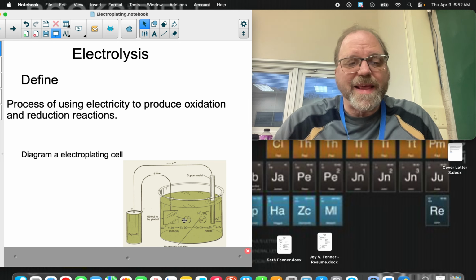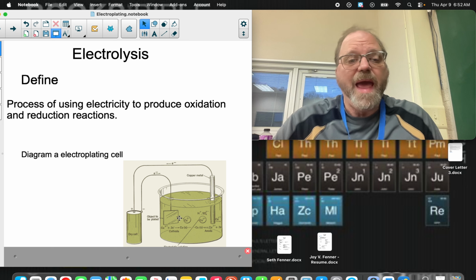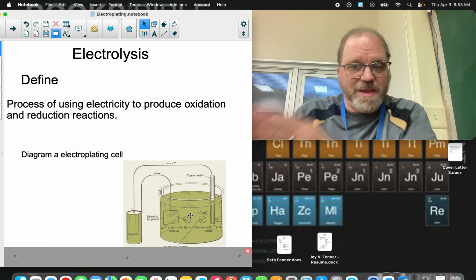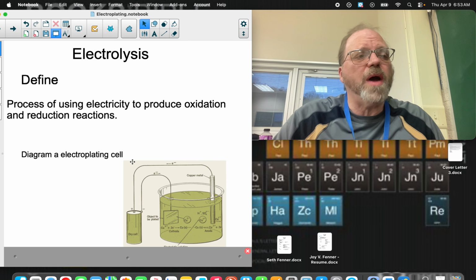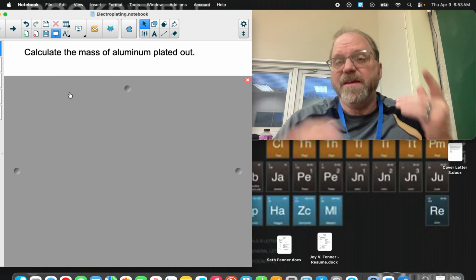The cathode's right here. Whatever we're going to plate out, we can put on the cathode, the negative end. And the anode is over here. This is what we're using to plate out. So in this example, I have the diagram right there. I have that we're plating copper on it. We can also do a process where we're going to be plating out aluminum. That's what we're going to look at today for the first problem.